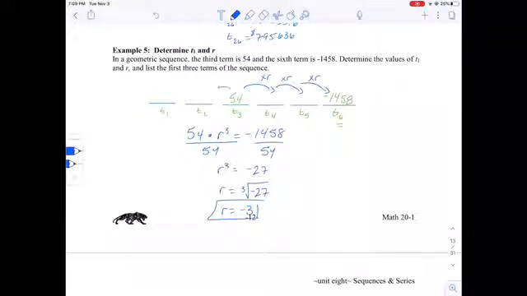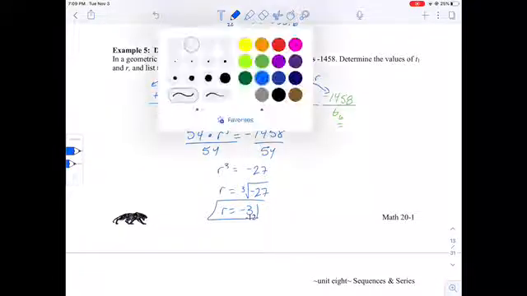There's our ratio, and if we go backwards therefore and divide by negative 3, I get negative 18, and divide by negative 3. Going backwards, we get a positive 6. So there's our first 3 terms.